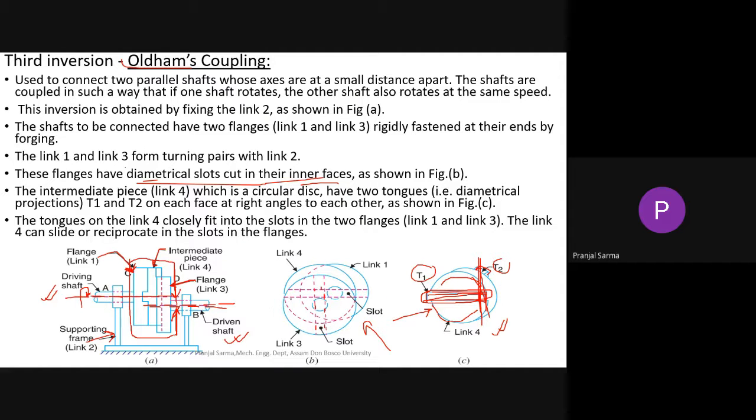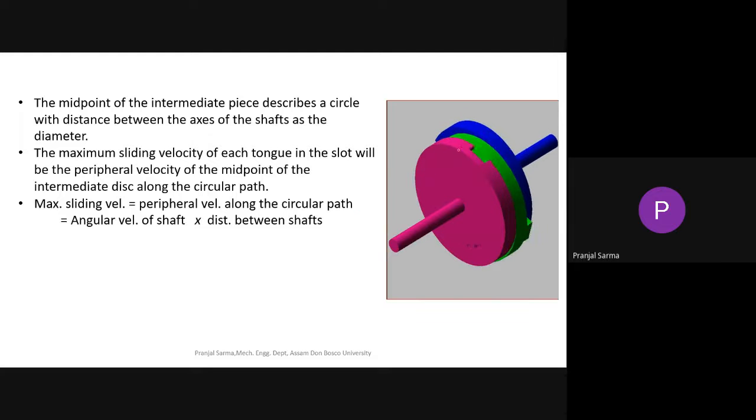So that they match the slots which are cut on the flange. In the inner side of the flange we have slots cut, and these slots will be filled by the tongue portion from the intermediate. So this is one flange, and in between we have the intermediate piece, which is another flange. After assembly, the tongues from the link will closely fit the slots on the flange. And the link 4, the intermediate piece, can slide or reciprocate in the slots. Now here I think your understanding will be more proper with respect to this particular model.